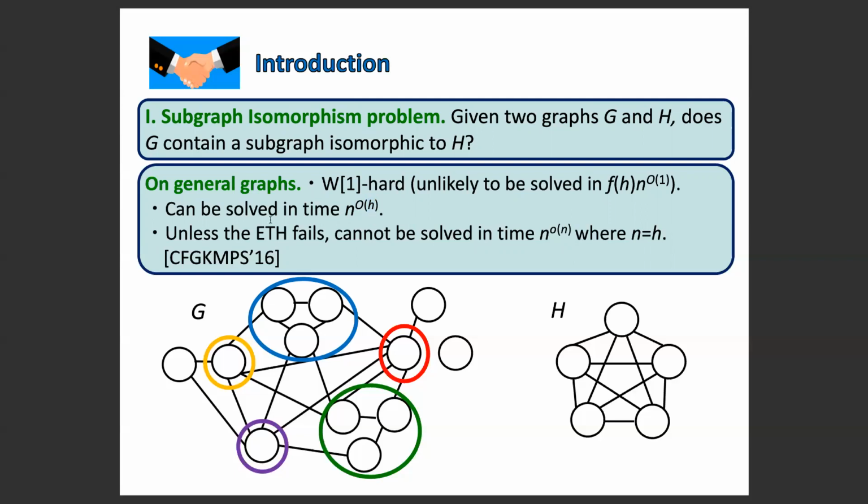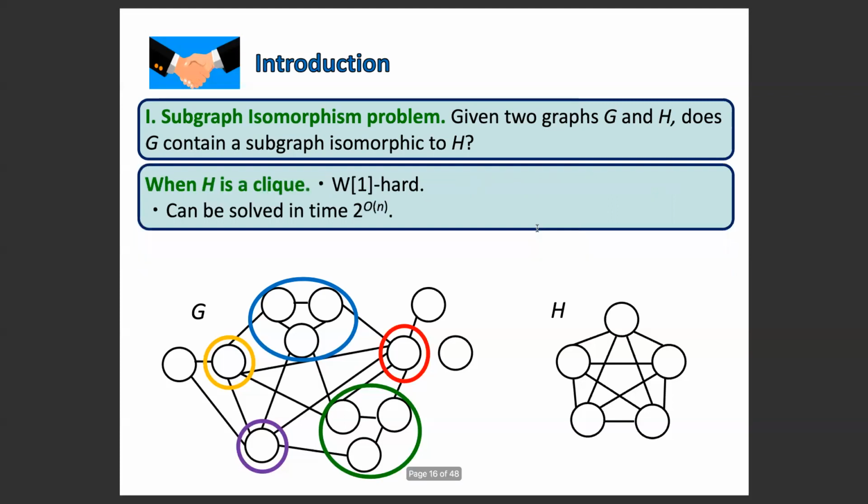In the following sense: under the ETH, it cannot be solved in time n to the little o of n, even when n is equal to h. So G and H have the same number of vertices. On cliques, the problem stays W[1]-hard. In fact, the clique problem is a very famous W[1]-hard problem in parameterized analysis. But it can be solved in single exponential time, in 2 to the order n.